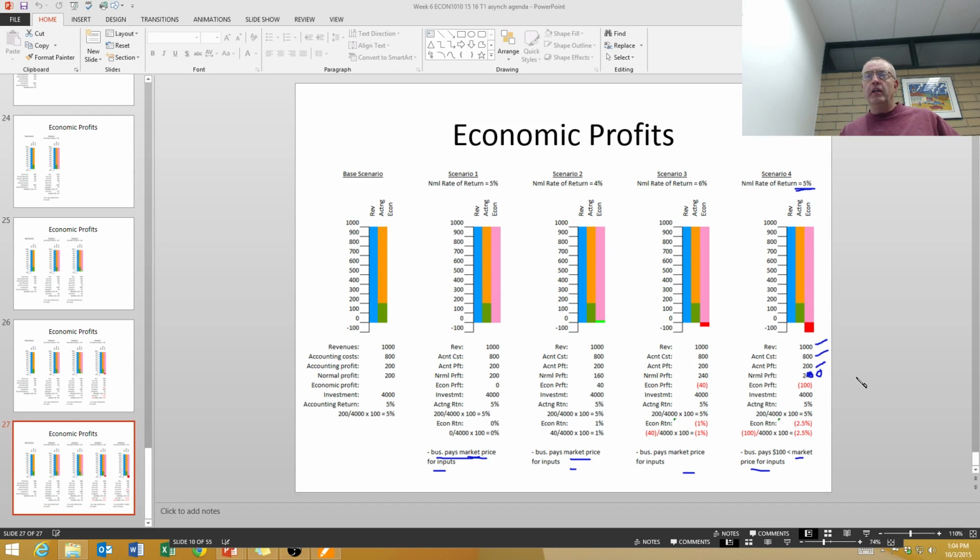Anyways, so what do we have? So the normal rate of return is 5%, and in this case, the business is buying a factor of production at $100 less than the market price. So the business is effectively being subsidized to the tune of $100. So we have to factor in that opportunity cost for that factor of production. And when we factor in that opportunity cost, that creates an economic loss of $100.